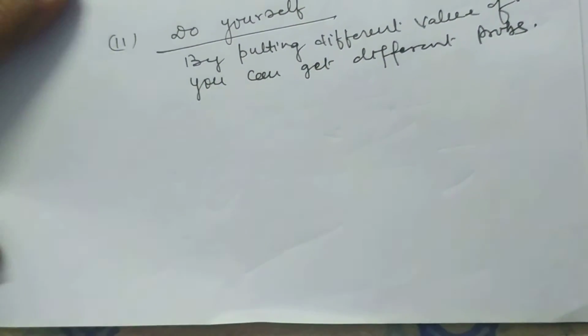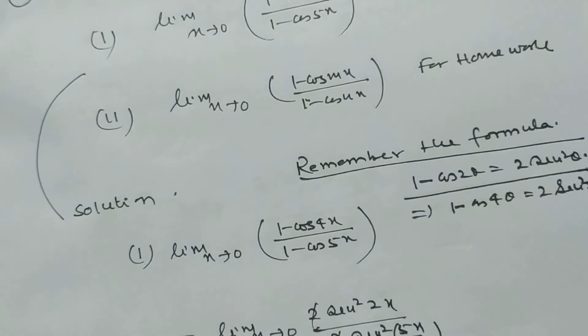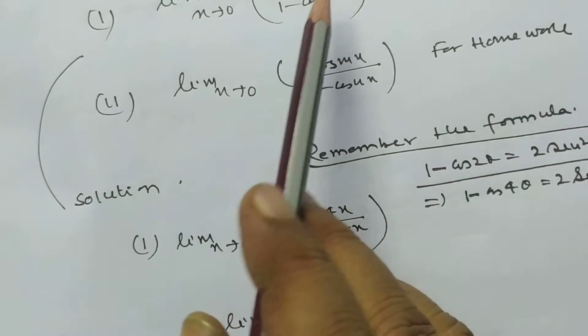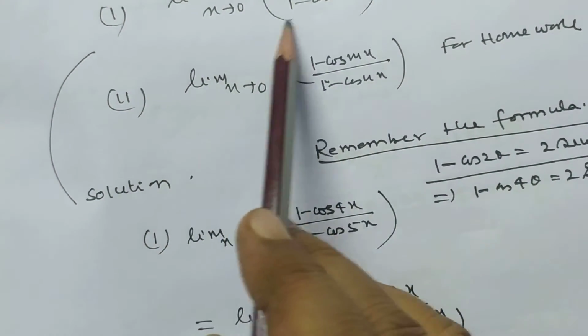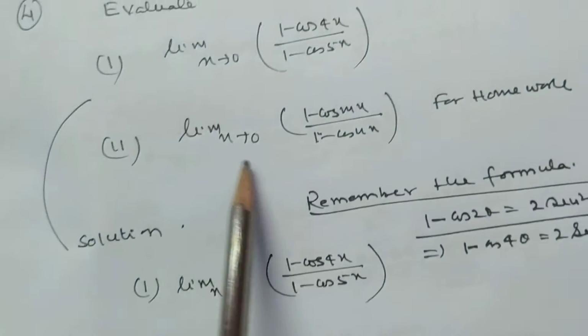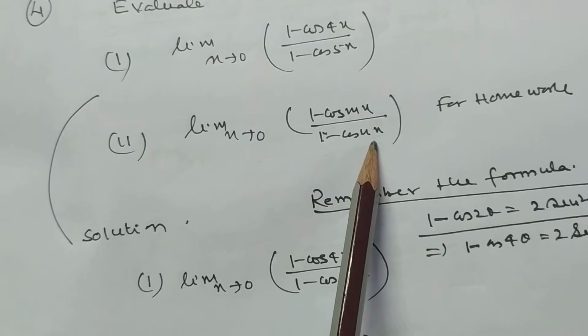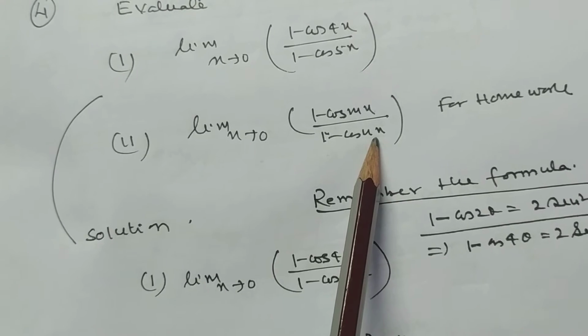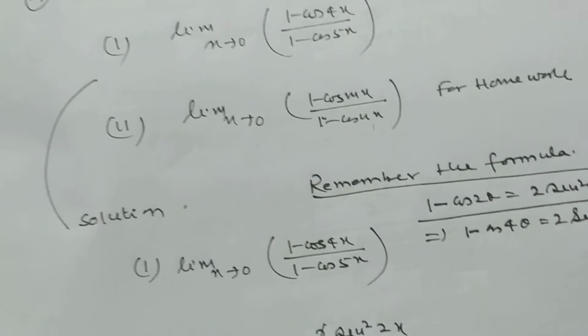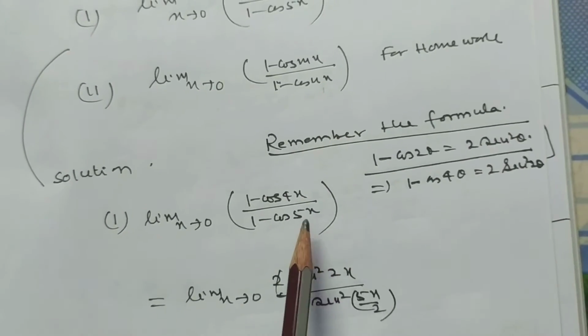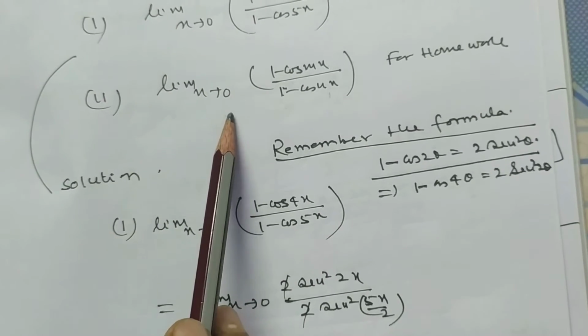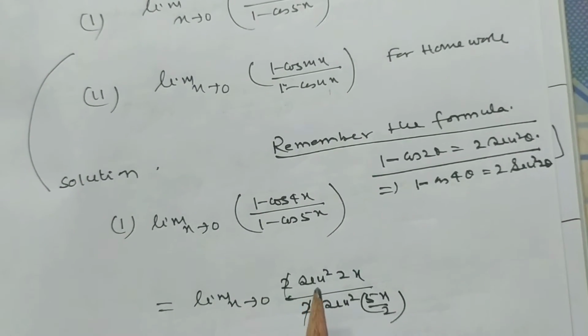So my dear student, now I want to solve problem number 5. Limit x tends to 0, 1 minus cos 4x by 1 minus cos 5x. Limit x tends to 0, 1 minus cos mx by 1 minus cos nx. My dear students, here we will solve problem number 1, and this problem number 2 is for your homework.